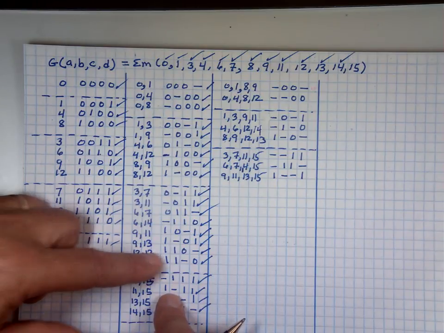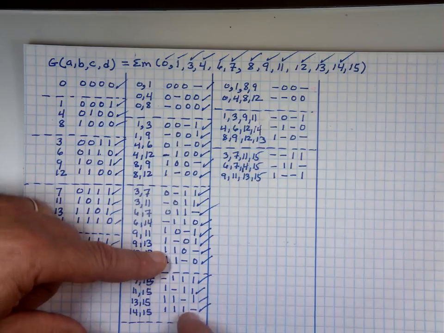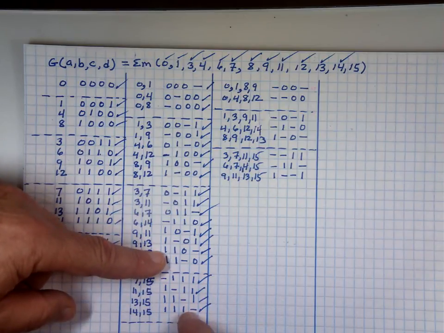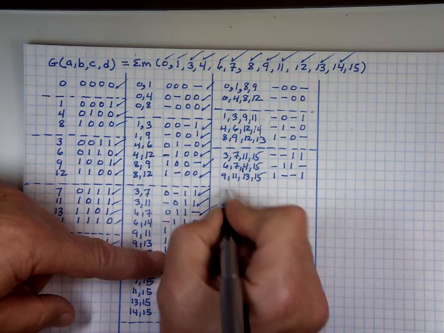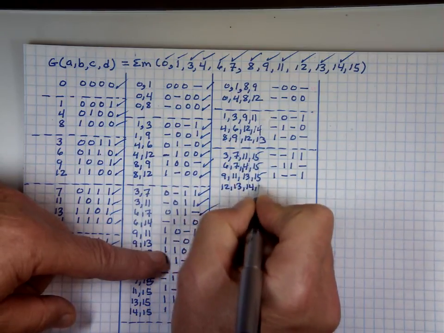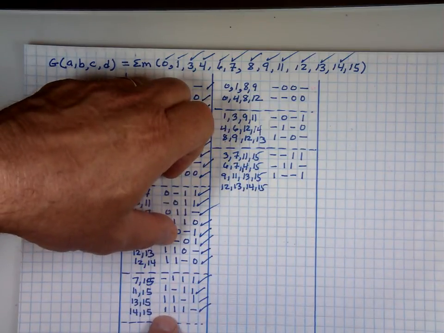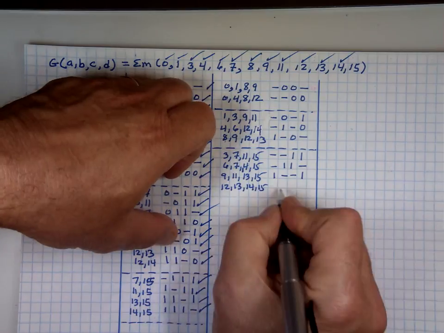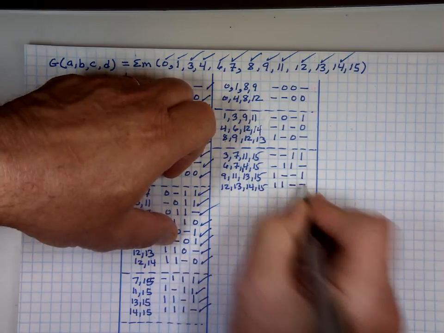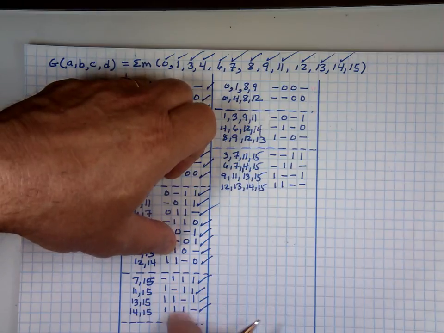12 and 13. And 12, 13, 14, 15. See it? 12, 13, 14, 15. 1, 1, dash, dash. 12, 14, 13, 15, the same one. Check mark next to every one of these. That's good.